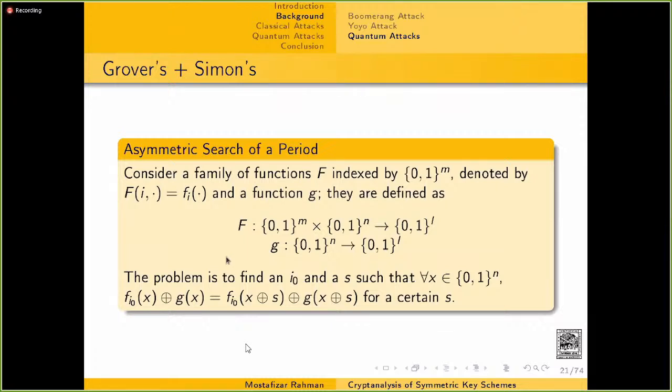Grover will first find the value of i0 in the order of 2 to the n by 2 times, or whatever its size is, and then Simon's algorithm finds the value of S. That is why they have combined the two algorithms, Grover's and Simon's.